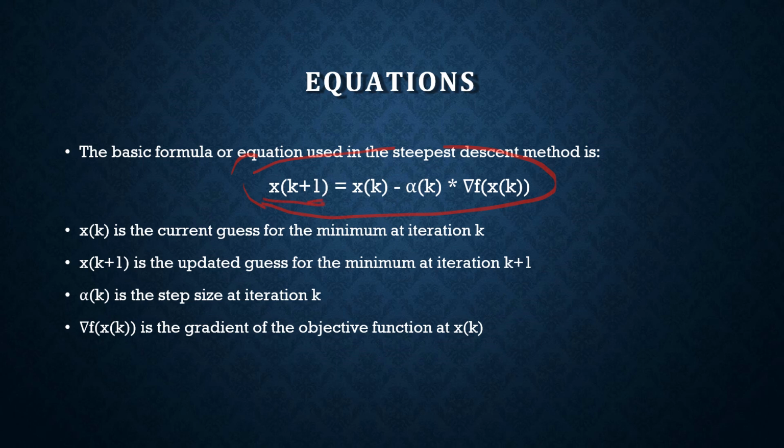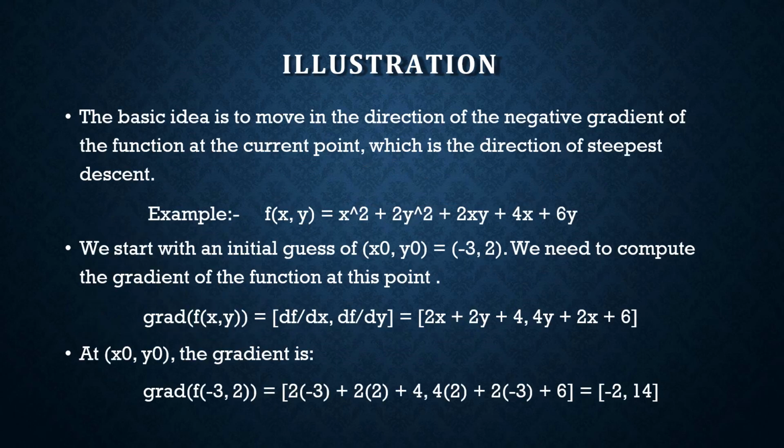This is x of k plus 1, the next iteration. These values are used to find the next iteration value. Here x of k is the current iteration value, and x of k plus 1 is the next updated iteration value. Alpha k is the step size, and del f of x is the gradient of the function. And this is the example problem.